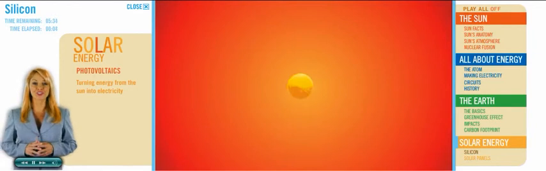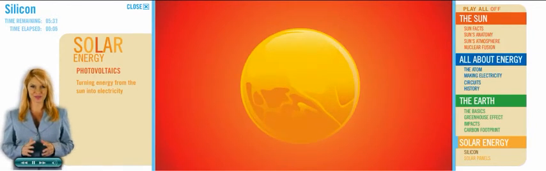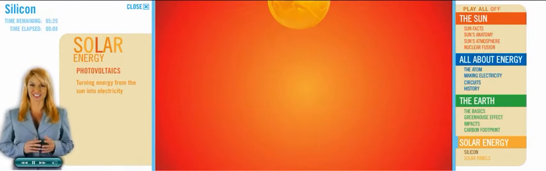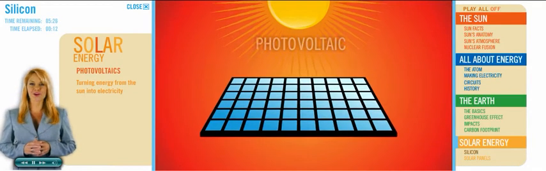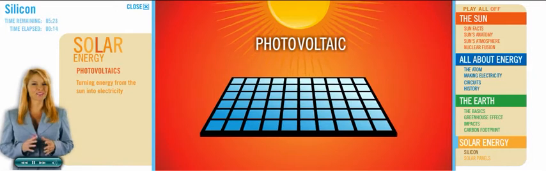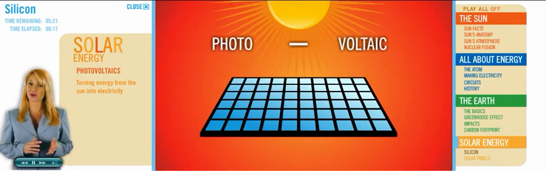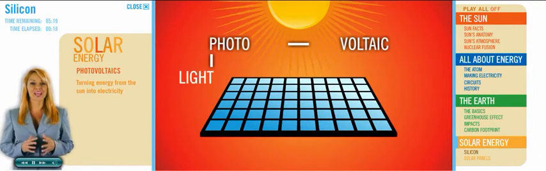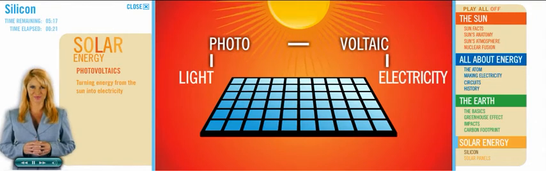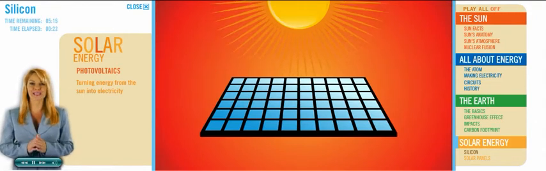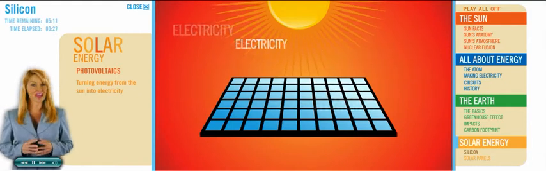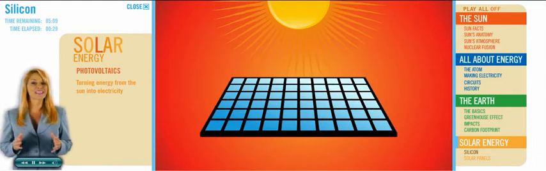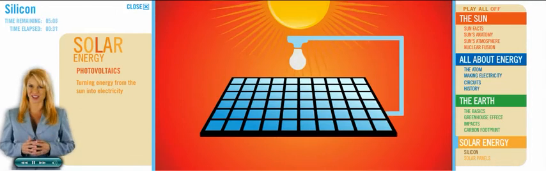Turning all that energy from the sun into electricity means we need to have a way to collect it, convert it, and use it. Welcome to the world of photovoltaics. Break this mouthful of a word down and you have photo, meaning light, and voltaic, meaning electricity. This is precisely the mechanism we need to collect and convert sunlight to electricity. The idea is simple. Collect the sun's energy and use it to turn on the lights.